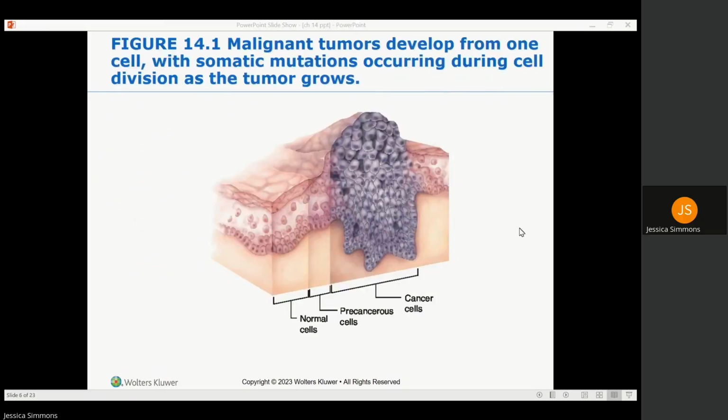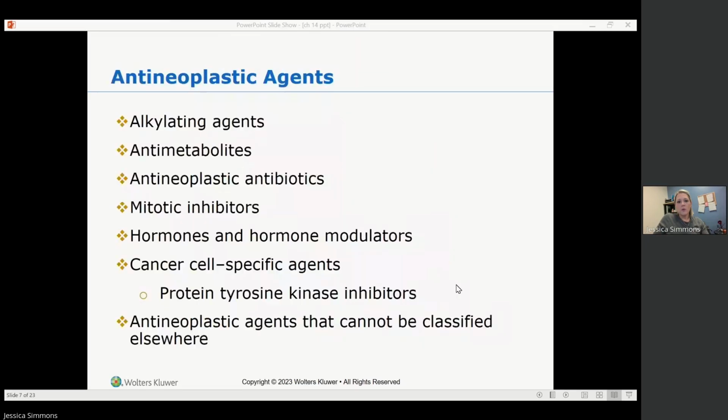So the mutation that occurs during cell division as the tumor grows. The cancer cells, they're big, they're weird looking, they're in places they're not supposed to be, right? So they follow their own rules. Anti-neoplastic agents include alkylating agents, anti-metabolites, anti-neoplastic antibiotics, mitotic inhibitors, hormones and hormone modulators, cancer cell specific agents, and anti-neoplastic agents that cannot be classified elsewhere.